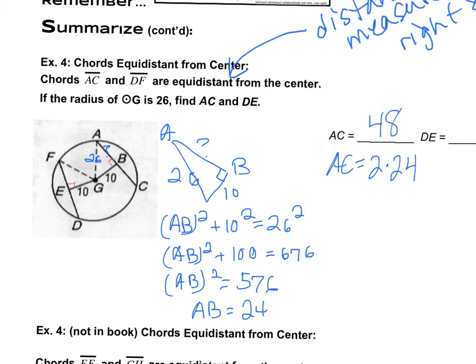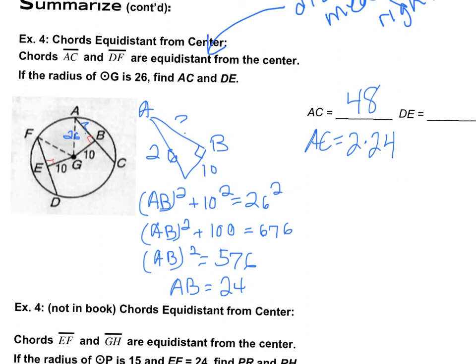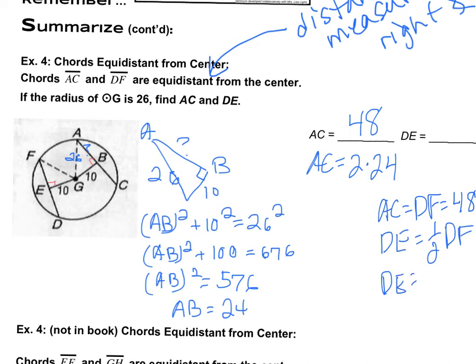Now we're going to find DE, and if you remember that DE on that picture is the same thing as the bisected chord, which is the same distance as the chord on the other side, then we can say that AC is the same thing as DF, which we know is 48. And so if half of DF is equal to DE, then DE has to equal 24.